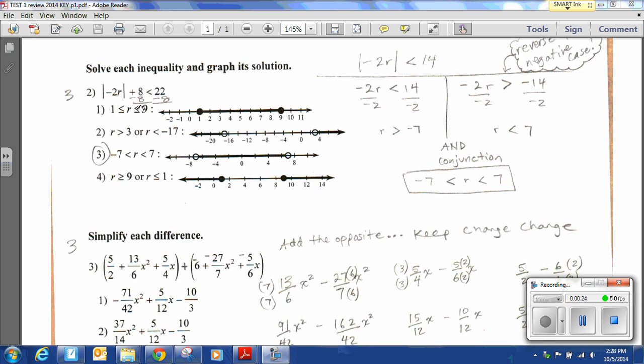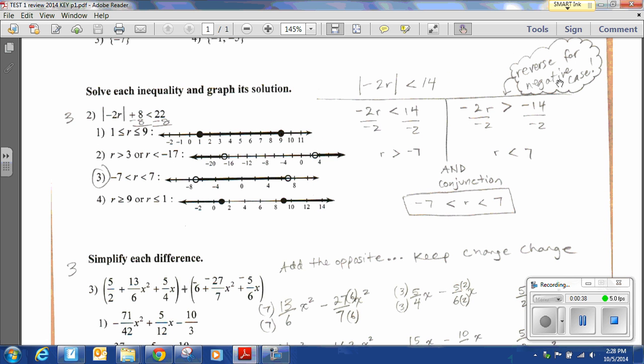Number two, here we have an absolute value inequality. Isolate the absolute value first. That's why I subtracted 8 from both sides. We end up with absolute value of negative 2r is less than 14. Here's the positive case, here's the negative case. Notice that with the negative case, you reverse the inequality symbol.